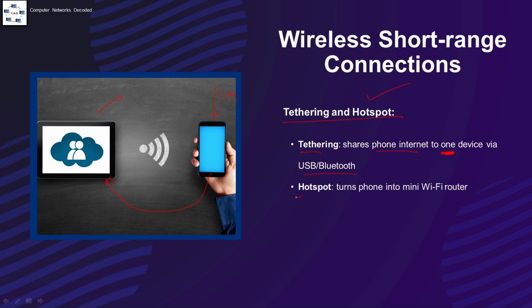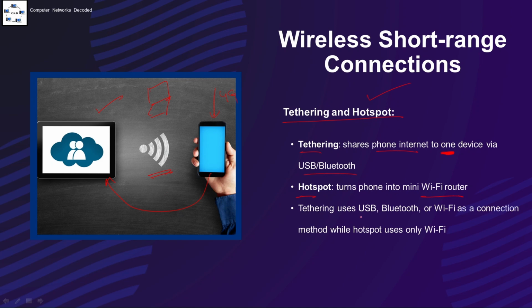So the hotspot, on the other hand, basically turns mobile phone into mini Wi-Fi router. So in the same way, if you have cellular internet and you want to configure this mobile device into a hotspot, then this device can share its internet through hotspot with multiple devices. So now many devices such as laptop, tablet, and other smartphone can use this device's internet connection. And hotspot is basically shared over Wi-Fi.